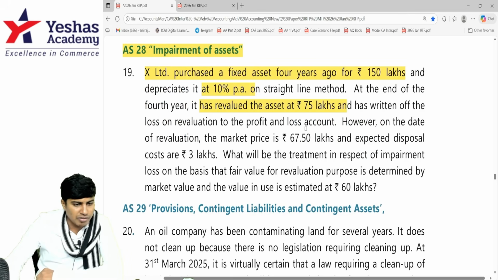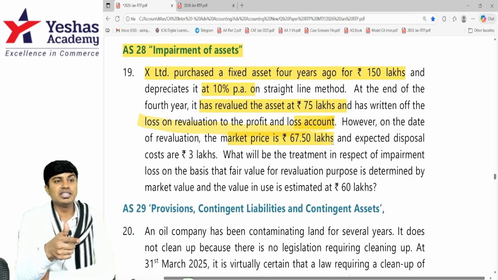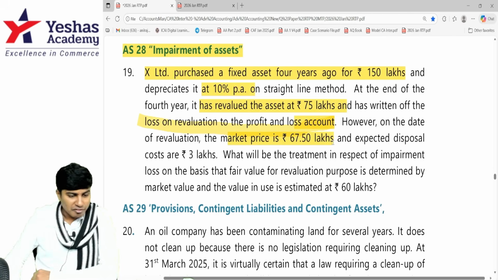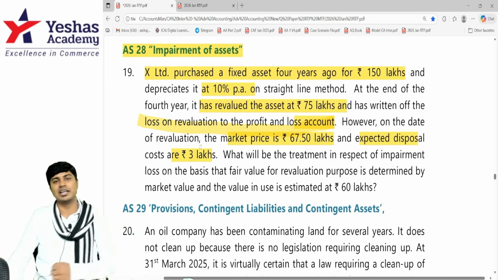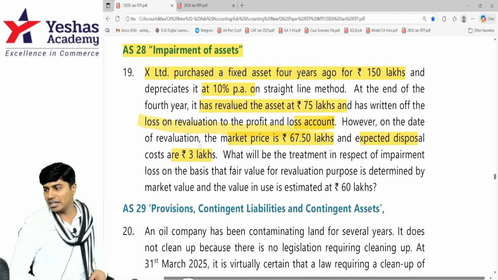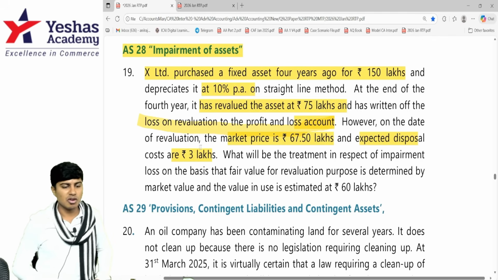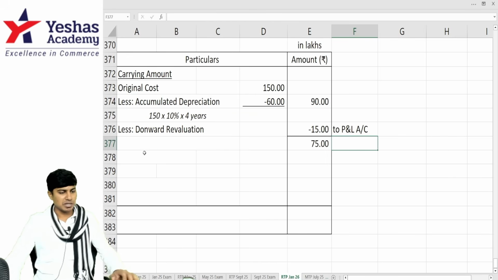Then, see, they also told the same. Loss has been written to P&L. However, on the date of revaluation, market price is 67.5. Market price means if I sell it today, I'll get 67.5. This is basically the expected selling price. From this, if I deduct the expected cost of disposal 3 lakh, I'll get net selling price. 67.5 expected selling price minus expected expense to sell 3. You do 67.5 minus 3, 64.5 is NSP.